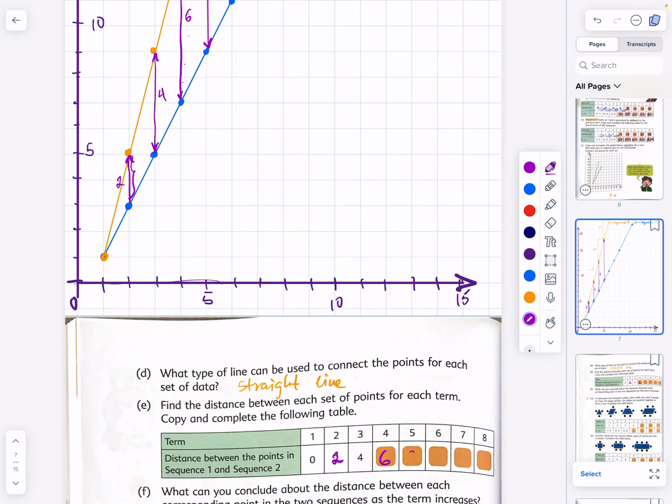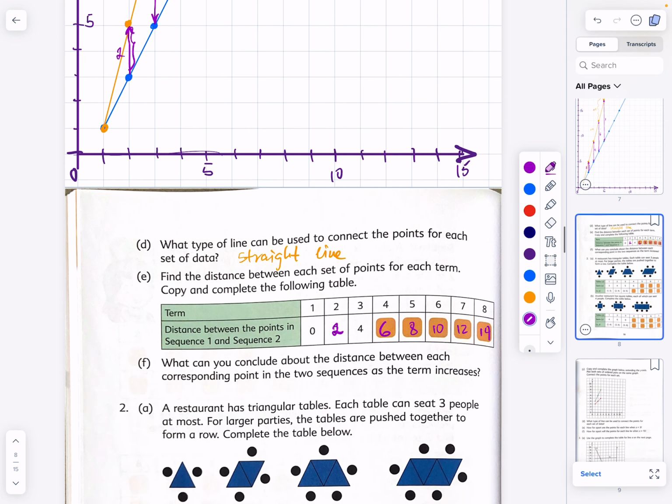And of course, we don't have to count because it follows the pattern 0, 2, 4, 6, 8, 10, 12, 14. We don't even need to look at the graph. We see it follows the same pattern. What can you conclude about the distance between each corresponding point in the two sequences as the term increases? The distance is becoming wider and wider, right?